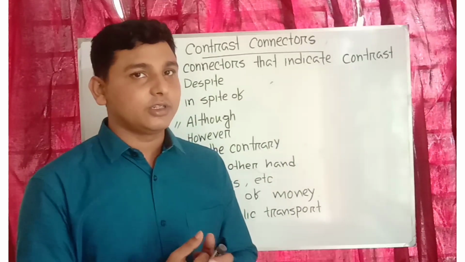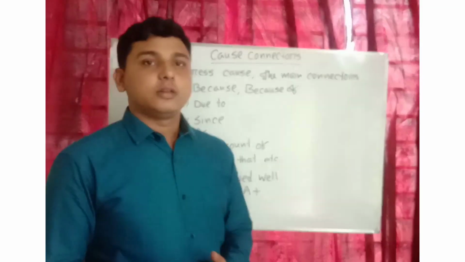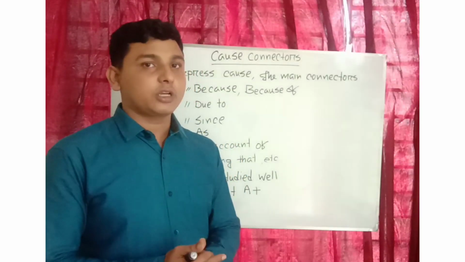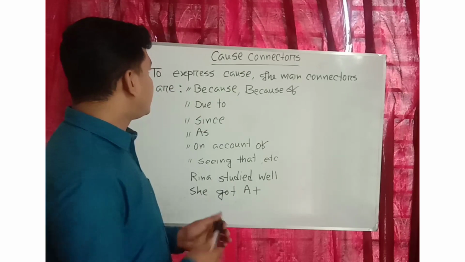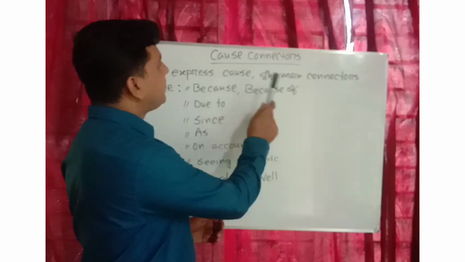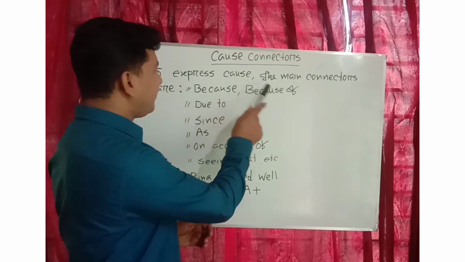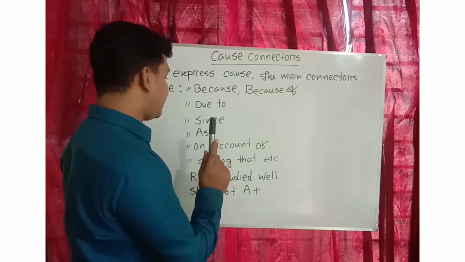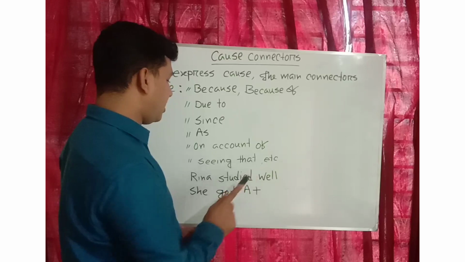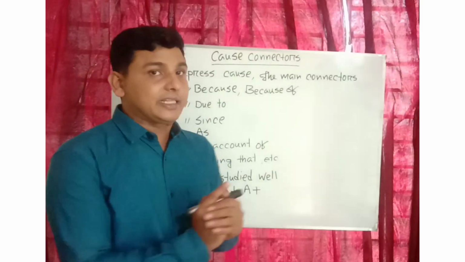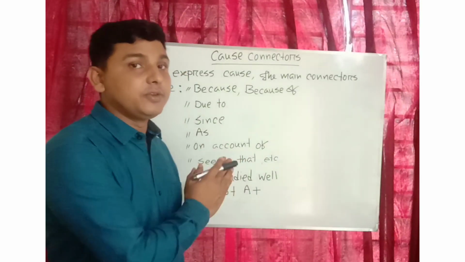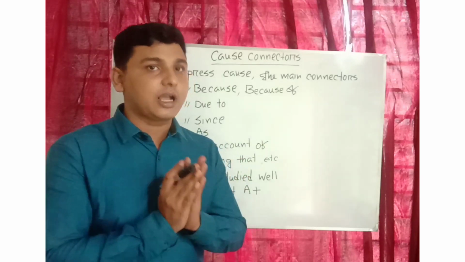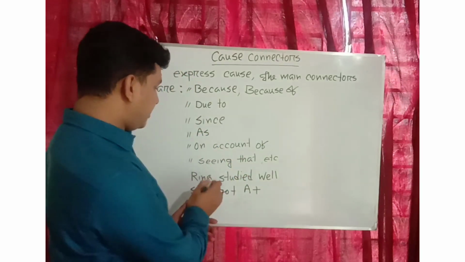Let's see other cause connectors. Dear student, now I will talk about cause connectors. To express cause, the main connectors are because of, due to, since, as, on account of, seeing that, etc. So see, these connectors are used to express cause. How? Here I have mentioned two examples.